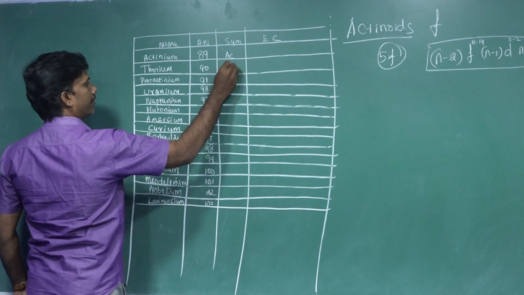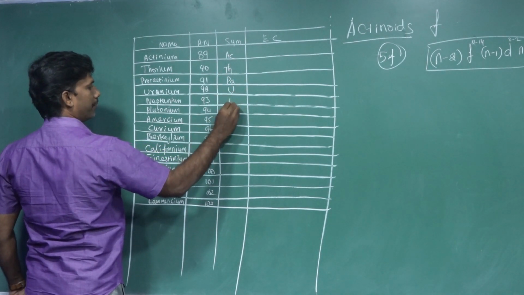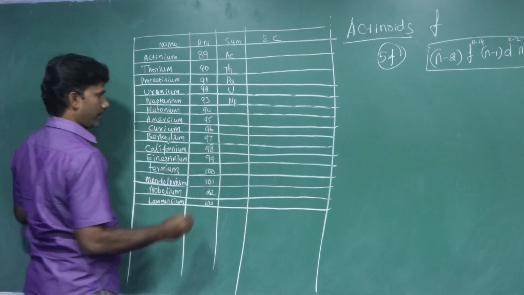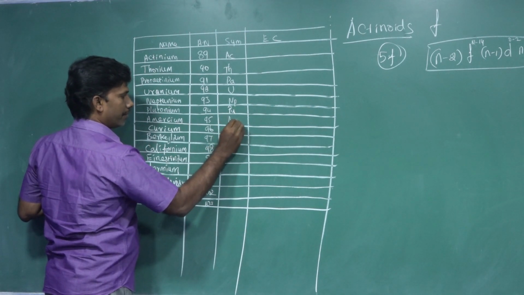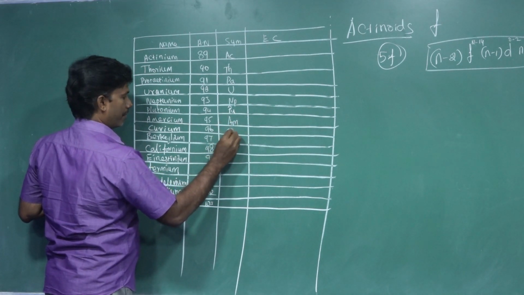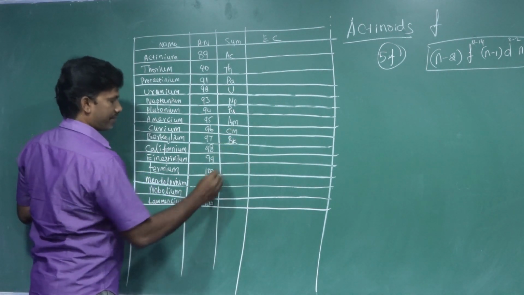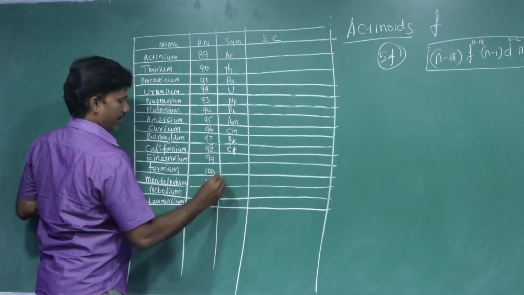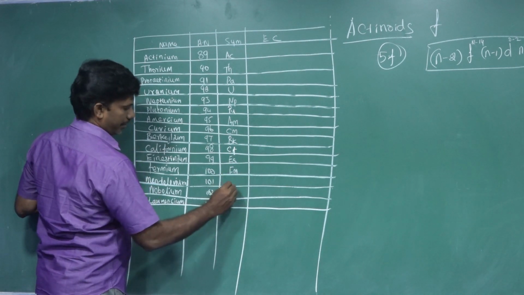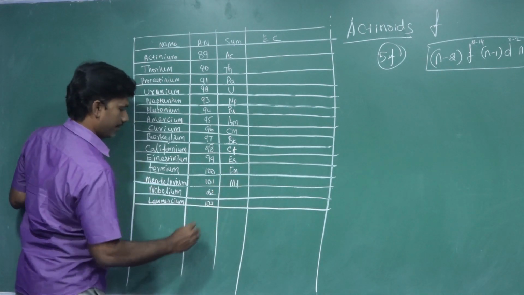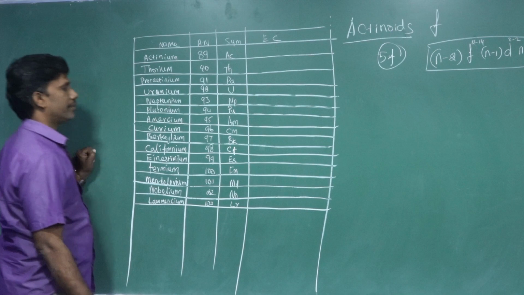Actinium Ac, thorium Th, protactinium Pa, uranium U, neptunium Np, plutonium Pu, americium Am, curium Cm, berkelium Bk, californium Cf, then einsteinium Es, fermium Fm, mendelevium Md, nobelium No, lawrencium Lr. Okay, this is very simple.